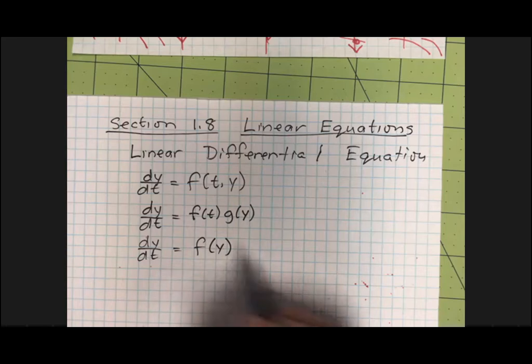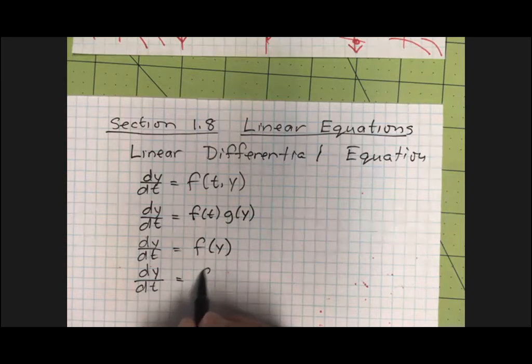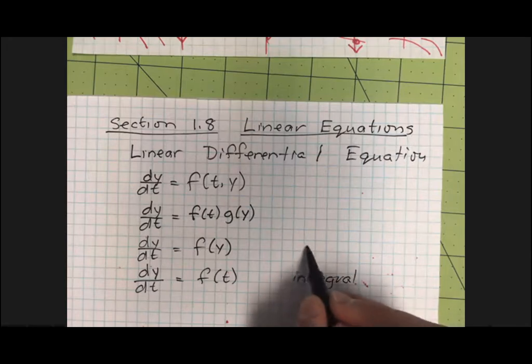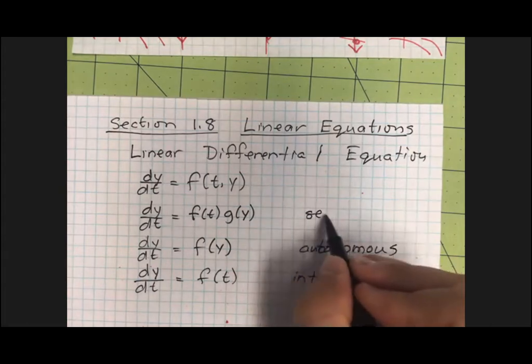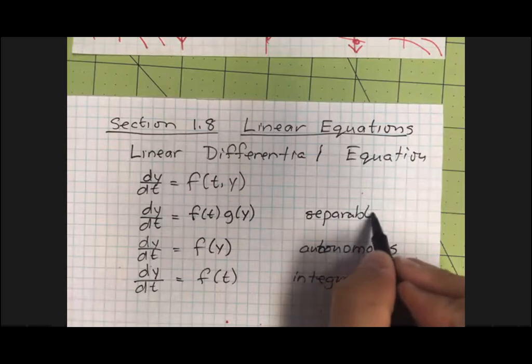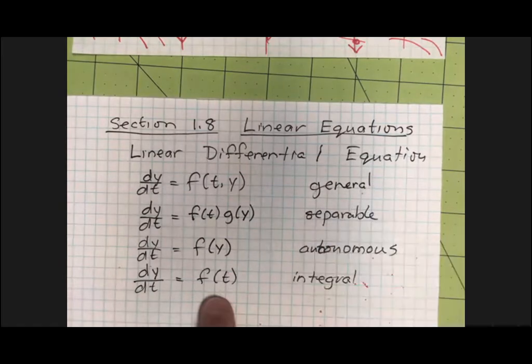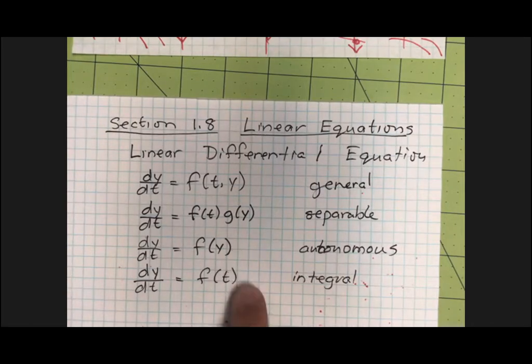The slope only depends on y. By the way, I could have a slope that only depends on t as well. This is called an integral differential equation, autonomous, separable and general. And you can look at slope field section 1.3 and they describe what happens if you have no t, what happens if you have no y.